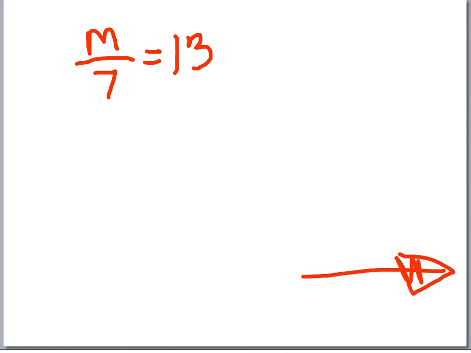Alright, let's get one to get you started for your problems over to the right here. Let's say m divided by 7 equals 13. I want you to explain to me how you would solve this, not only how you would solve it, but why you're doing the steps that you are. Okay, so solve this one and the other one's over there, and I'll see you in the morning.